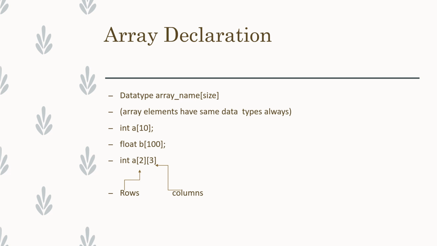Third is integer a, where we have mentioned two brackets, 2 and 3. The first one shows rows and the second one shows columns. That means 2 rows and 3 columns of tabular data of integer data type is stored in variable a.